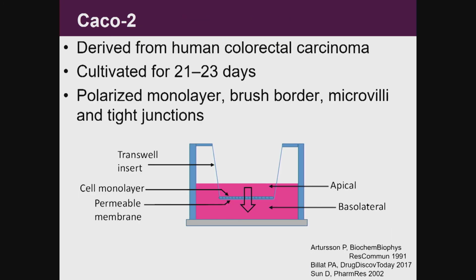The Caco-2 cell line we've discussed briefly before. This is derived from a human colorectal carcinoma cell line. It is cultivated for about 3 weeks, and it consists of a polarized monolayer with a brush border, microvilli, and tight junctions. And so you apply the drug on the top side, the apical side, and you monitor how much shows up in the basolateral side.